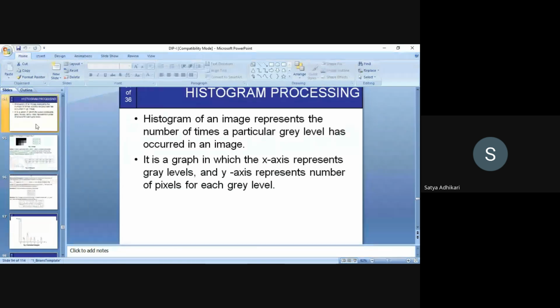The next topic is histogram processing. The histogram of an image represents the number of times a particular gray level has occurred in an image. Histogram is one type of graph in which the x-axis represents gray levels and the y-axis represents the number of pixels for each gray level value. For example, suppose 10 is a gray level value on the x-axis, and 25 pixels have gray level value 10. That 25 will be shown on the y-axis.